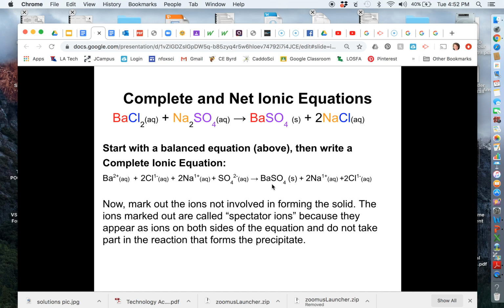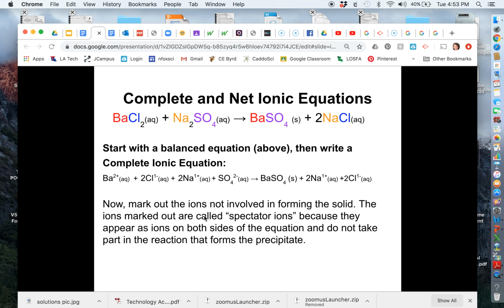The product is BaSO4 solid. When they are solid, we do not separate into Ba and SO4 because it's not dissolved anymore, and it can only be aqueous if it's dissolved in the water. So that one stays all together. Then we have on the right side 2 sodium ions and 2 times the chloride ion there, so 2 chloride ions. And how do you figure out what to do to mark out certain ions?